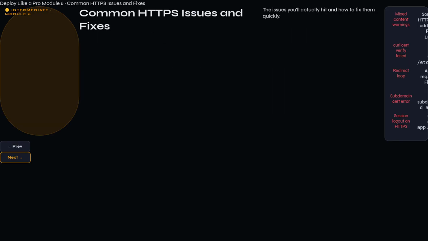A reference of the most common HTTPS issues you'll encounter and their fixes. Issue: mixed content warnings. The browser shows a padlock with a warning. Some resources, images, scripts, CSS, are loaded over HTTP even though the page is HTTPS. The browser warns because HTTP resources can be intercepted. Fix: find all HTTP resource URLs in your application and change them to HTTPS. Set Content-Security-Policy: upgrade-insecure-requests in your headers to automatically upgrade HTTP resources.